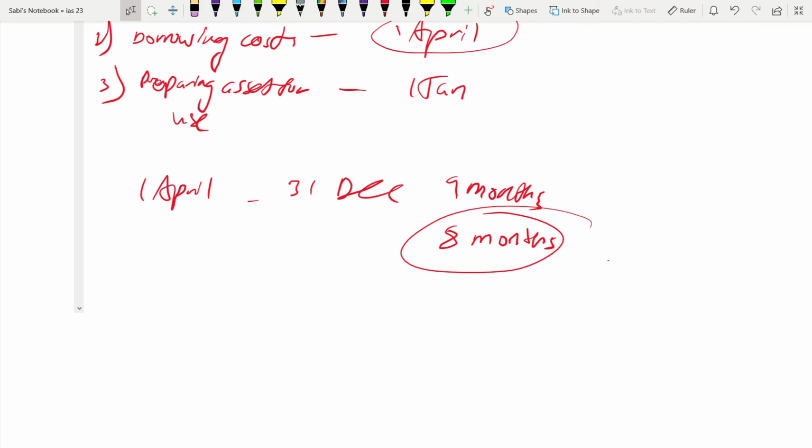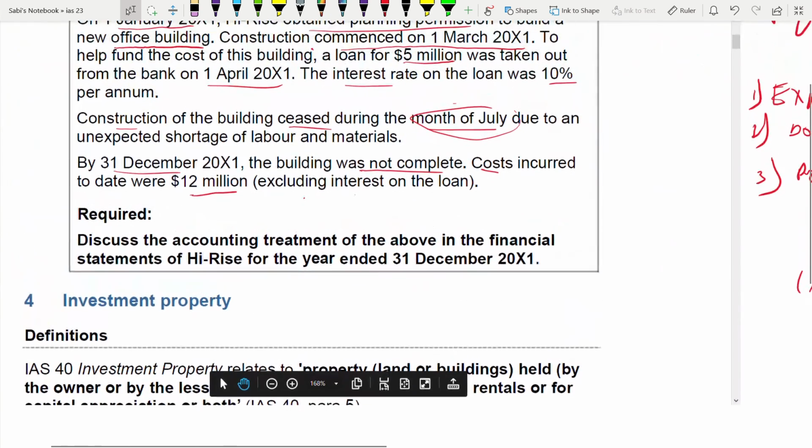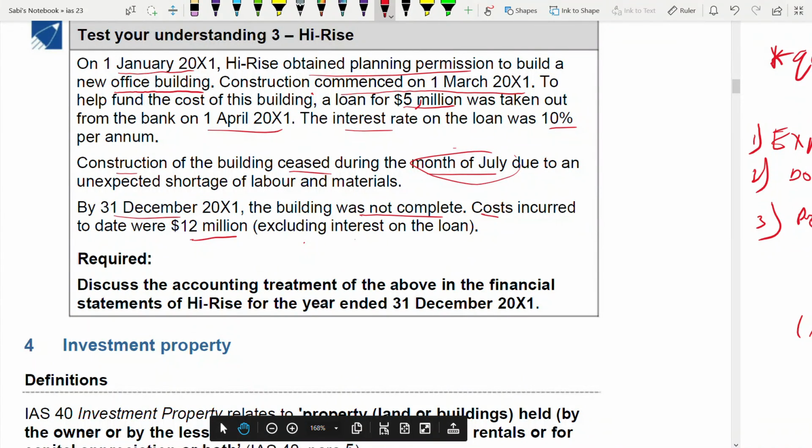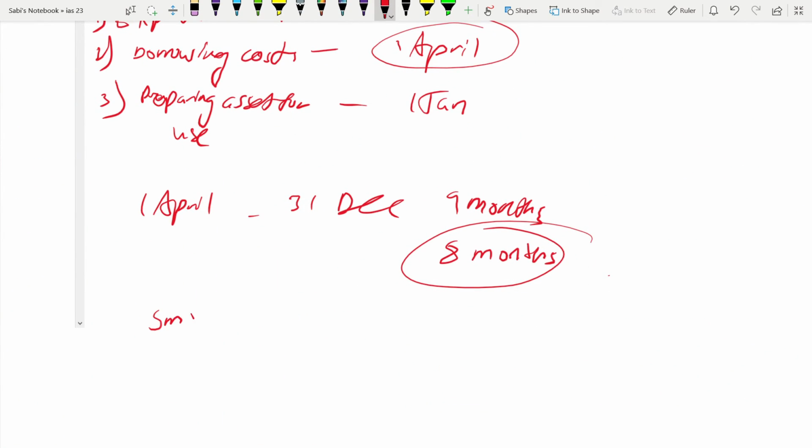Okay. The total borrowing cost. So the amount of the loan is 5 million and interest is 10%. So with this in mind, just do the working. 5 million into 10% into 8 over 12. If you get it, the total will be, all are 3. 6 threes are there.